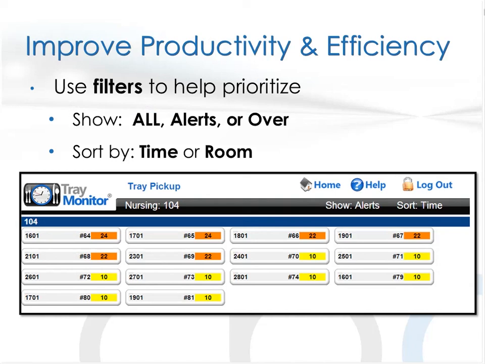So it may be that I have a lot of trays up in an area, and it would be most efficient for me to sort this by room and go up and get them in one sweep through the hall and the floor. Or I may wish to go at the ones that have been there the longest, so that I go and clear the ones that are most urgent out of rooms first.